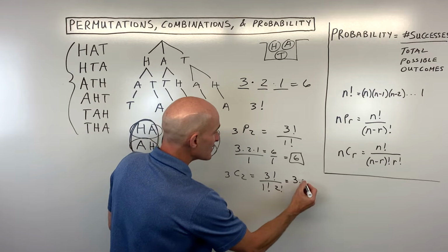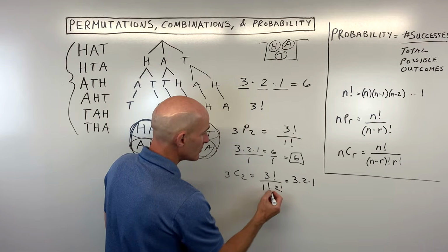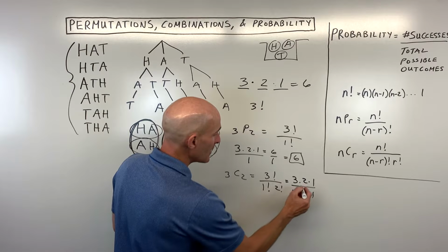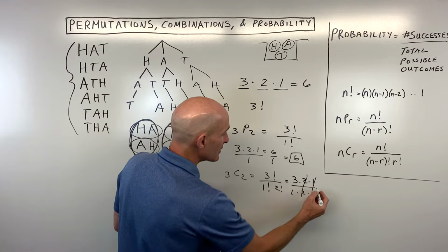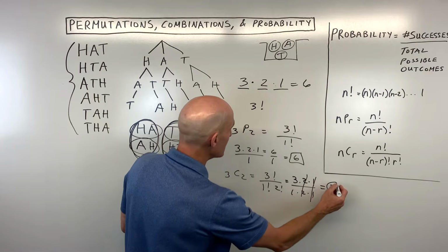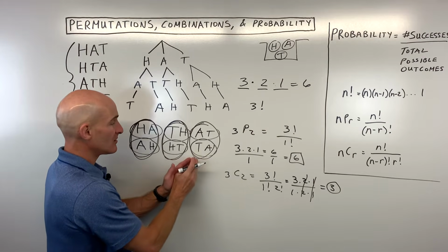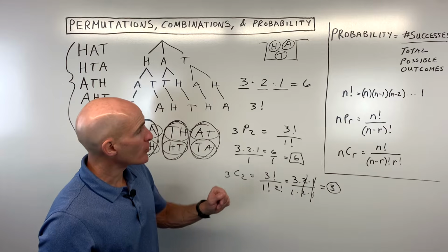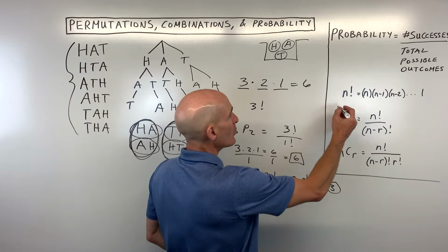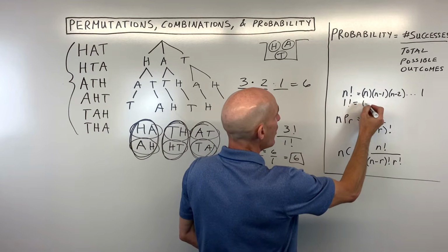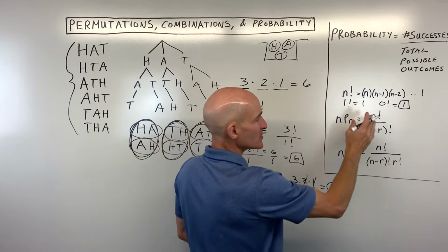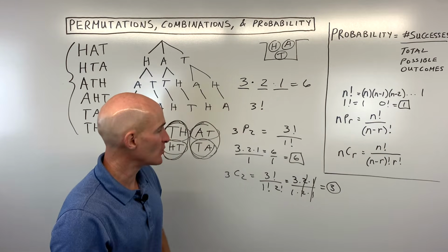So if we simplify this, we get 3 times 2 times 1. 1 factorial is 1. 2 factorial is 2 times 1. You can see these are canceling, and 3 divided by 1 is equal to 3. And you can see we got 3 outcomes here. So one other thing that's important to remember: when you have this n factorial, 1 factorial we said is 1. 0 factorial, you have to memorize this one, it's also equal to 1. So if you get 0 factorial, just realize that's 1.